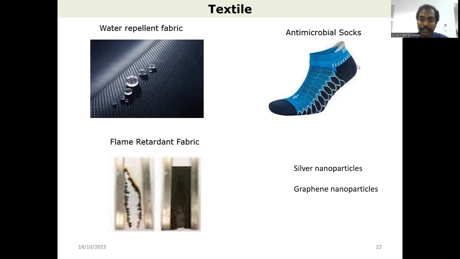Antimicrobial socks have also been produced by using nanoparticles. So when we use socks continuously, microbial action and sweating cause some bad odor. To avoid such bad odor, nanoparticles are used. Generally, silver nanoparticles are used in antimicrobial socks. Similarly, flame retardant fabrics are also produced by using graphene nanoparticles. Flame retardant fabric means it has resistance towards flame.